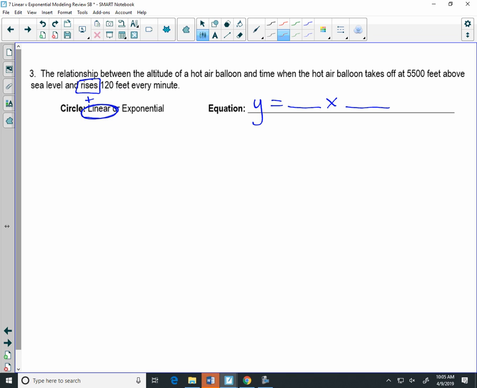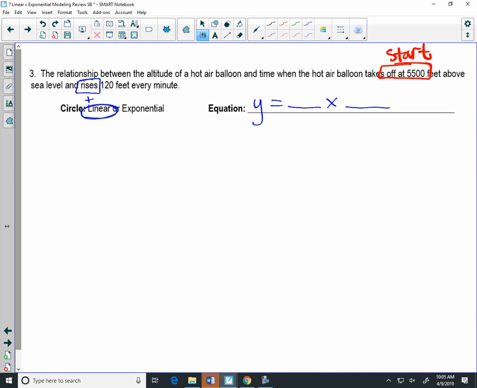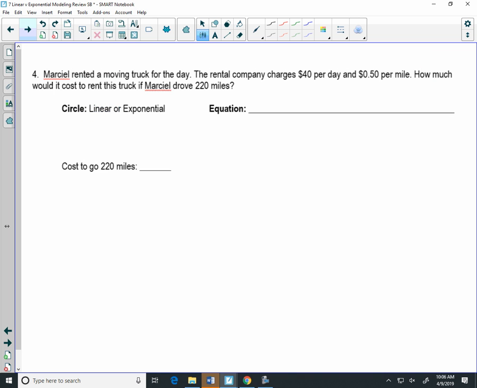We know that the hot air balloon is taking off at 5,500 feet, so that's our starting amount. Just have to be careful with which space we're plugging that into. Here's our starting value. And we are rising 120 feet. So 120 feet goes right here. Positive 120, so we're going up 120 feet every single minute. Moving right along.